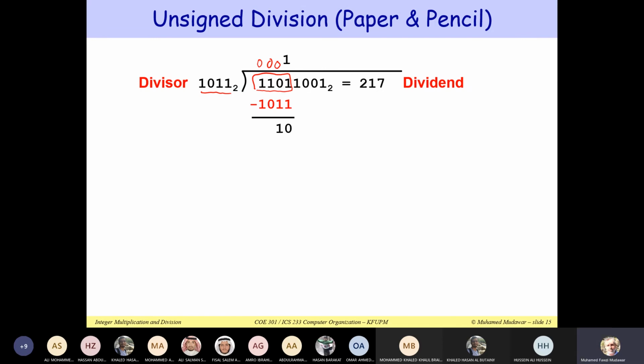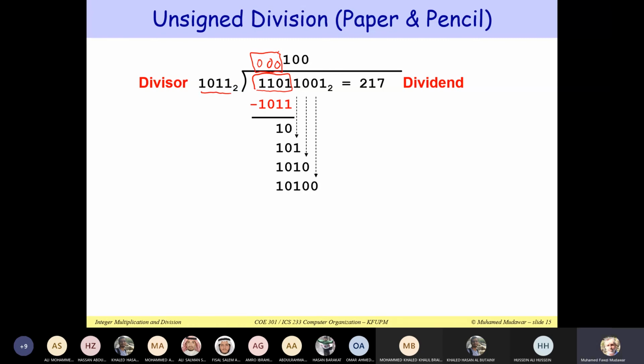Now we continue. We drop this one. So it becomes 101. It becomes 5. 5 is less than 11, so therefore, we put 0. Now, this 0 is very important. The 3 zeros that appear to the left are not important because these zeros are not significant. But this 0 is significant. So we put a 0. We drop another 0. So it becomes 10. 10 is still less than 11, right? So we put another 0.